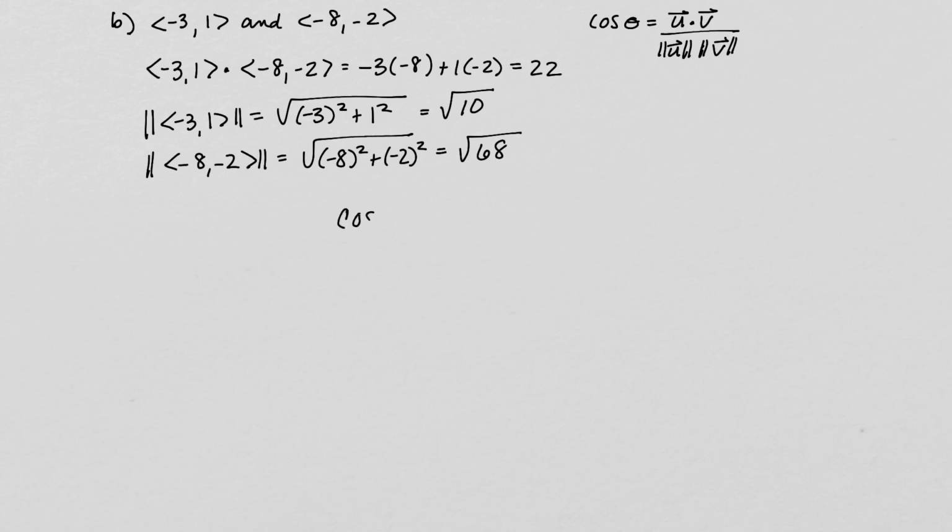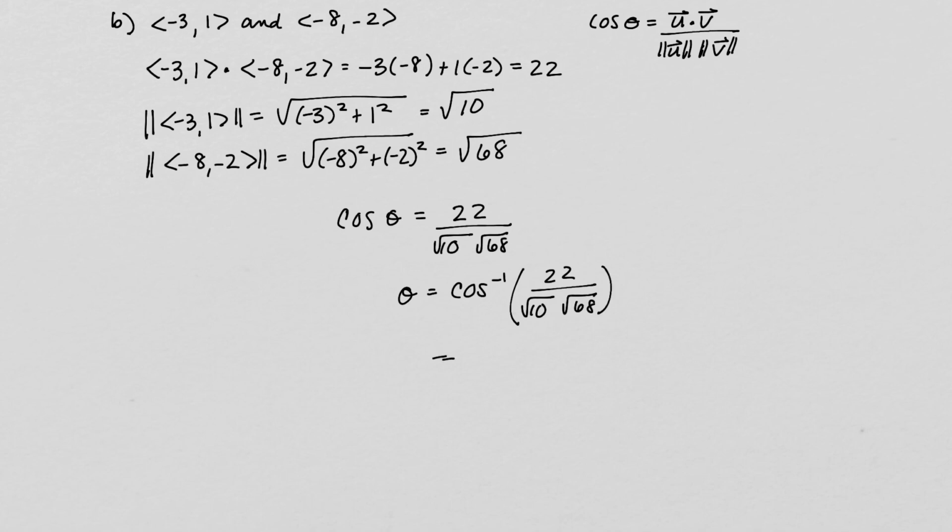So now we're looking at the cosine of theta is equal to u dot v, so 22 divided by square root of 10, square root of 68. So theta is going to be the inverse cosine of 22 over square root of 10, square root of 68. So that's going to be equal to, punch it in here, 32.4711... And if we round to the nearest degree, it's going to be 32 degrees. So it's just really a matter of plugging into this formula.